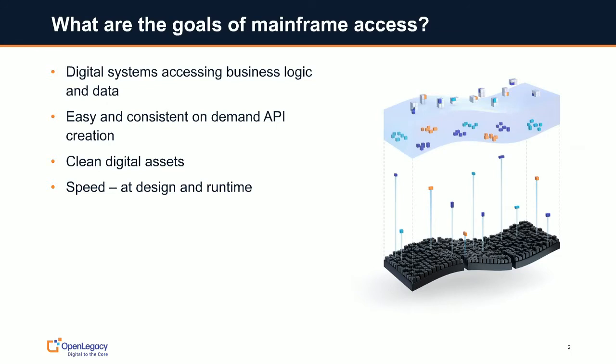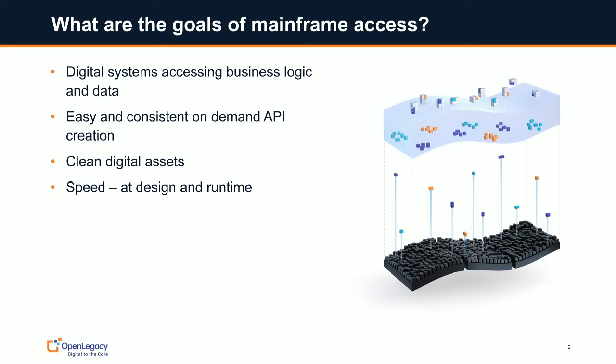So what are the goals of mainframe access? Generally, the main goal is digital systems accessing business logic and data. You just need to access that business logic that's inside those legacy systems quickly and easily. We also want to talk about easy and consistent on-demand API creation. What do we mean by that? We want to make sure it's easy and you can consistently do it whenever you need one, and that you can do it on demand easily. If a digital team needs assets and needs access to that, you can do it.